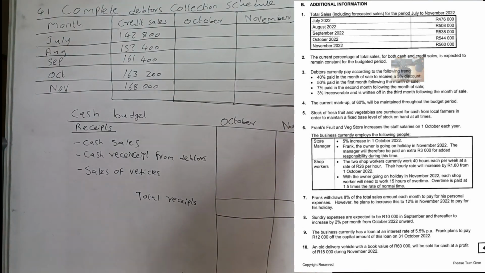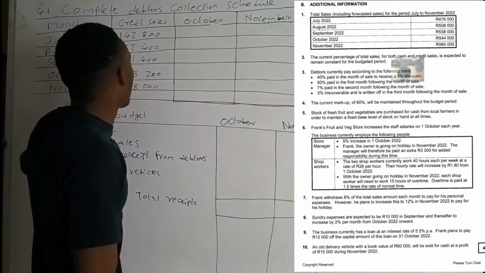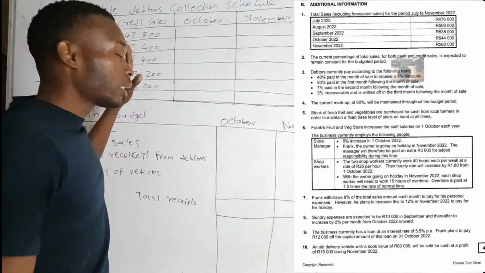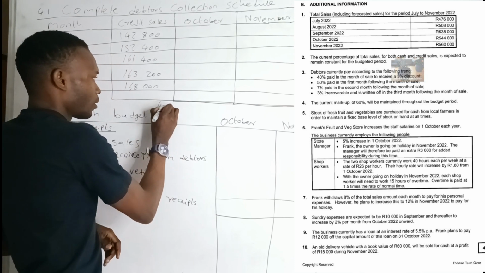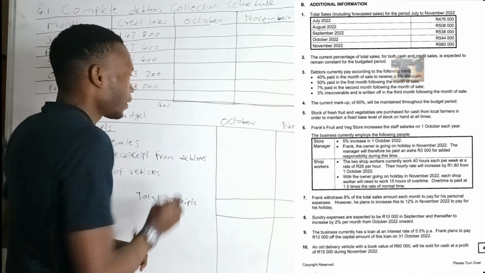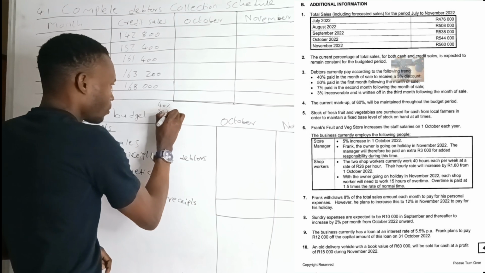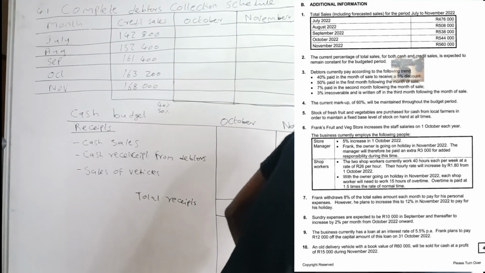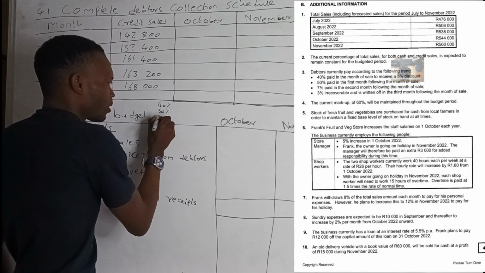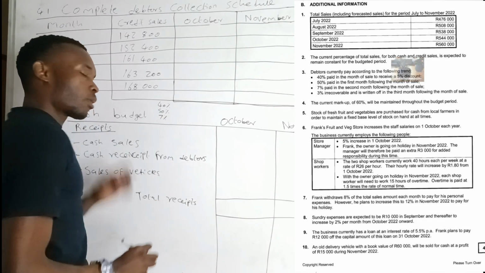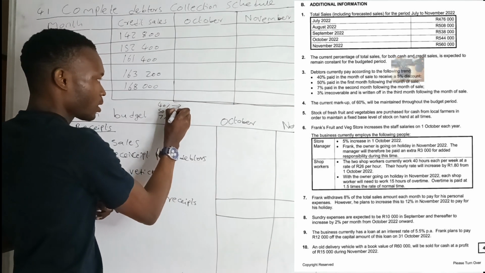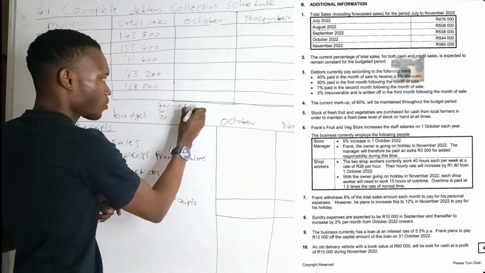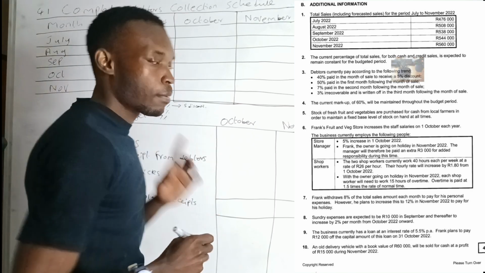Now because we have this information, we are able to fill up our debtors collection schedule. Remember they said 40% will be collected in the same month and 50% will be collected in the following month. Then the other percentage is 7%. Remember, the 40% goes with what? The 5% discount. You always have to remember that.